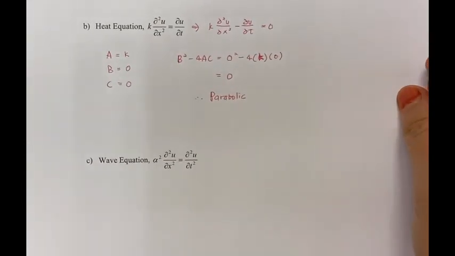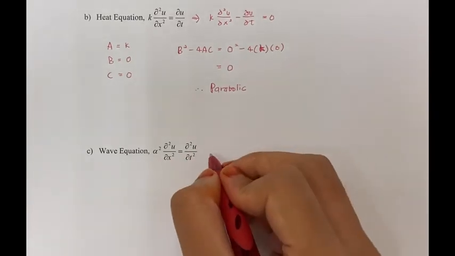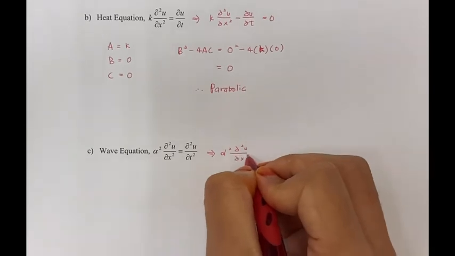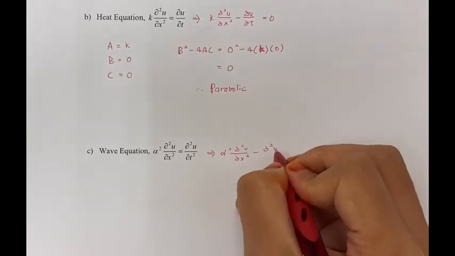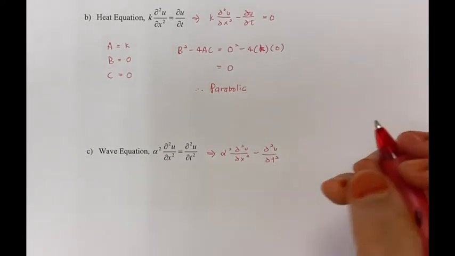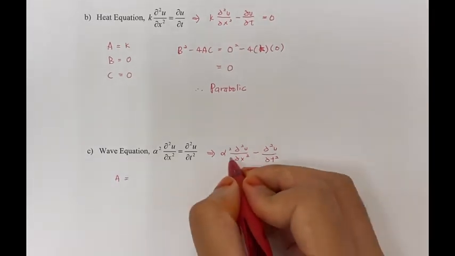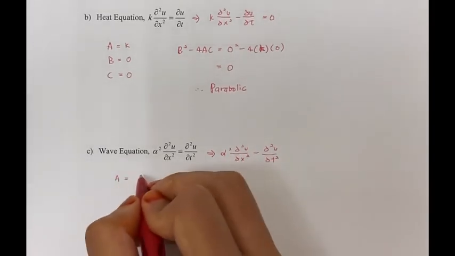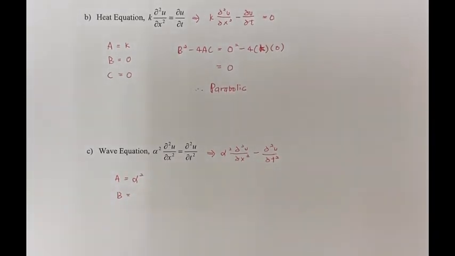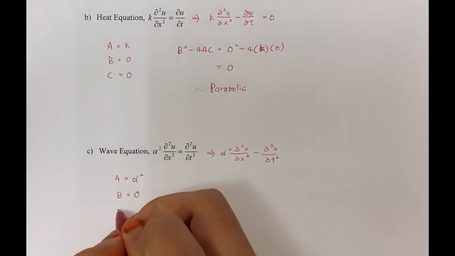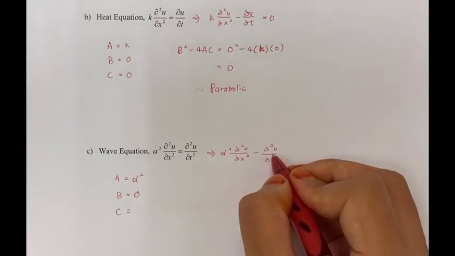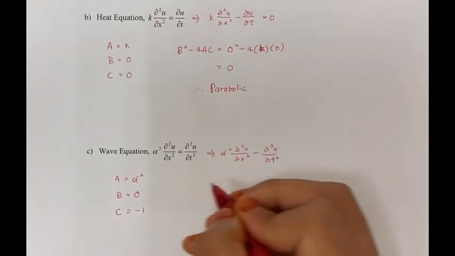And last but not least, we have the wave equation. For the wave equation, we have alpha square del square U over del X square minus del square U over del T square, with alpha a constant. So A refers to del square U over del X square, it is alpha square. B is del square U over del X del T, where it is 0. And C, we have here negative 1 del square U over del T square. So C is negative 1.